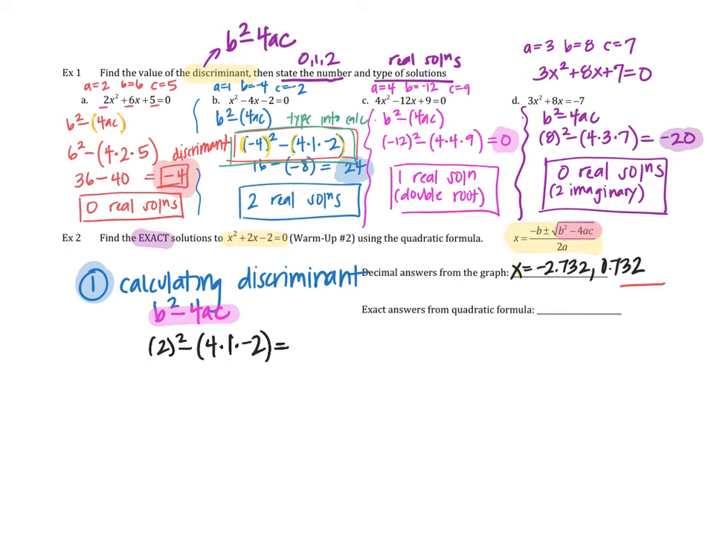When I do that, I'm going to get 4 plus 8, which is going to be 12. Okay, and so I get a discriminant of 12. So what that tells me is it's positive. So I have 2 real solutions. So I need to find them. I can keep going. Okay, so the next thing we're going to do is plug everything into the formula.